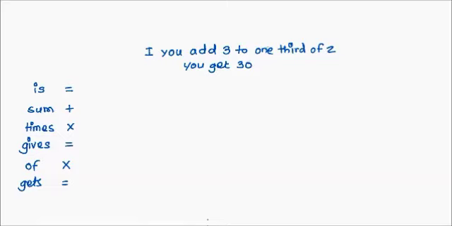If you add 3, which means add 3. Add 3 to what? To 1/3 of z. To 1/3 of. Of means multiplication. So 1/3 of z. I'm not putting the multiplication sign here because there is one number and one letter in between. We don't put the multiplication sign. So if you add 3 to 1/3 of z, you get how much? 30.